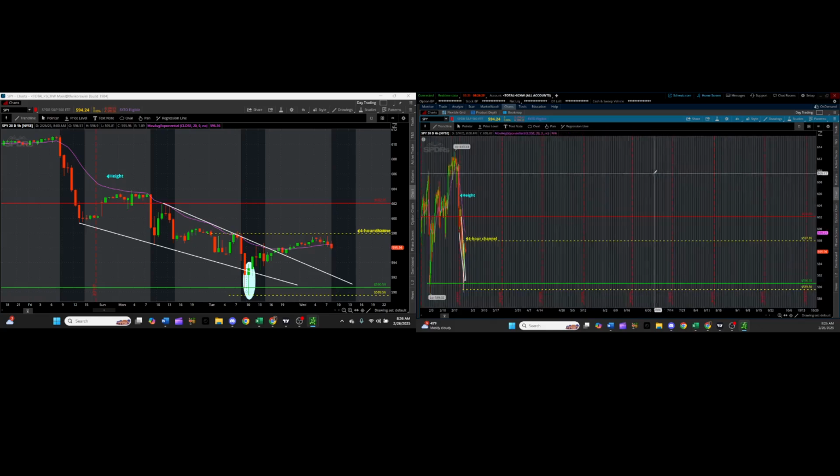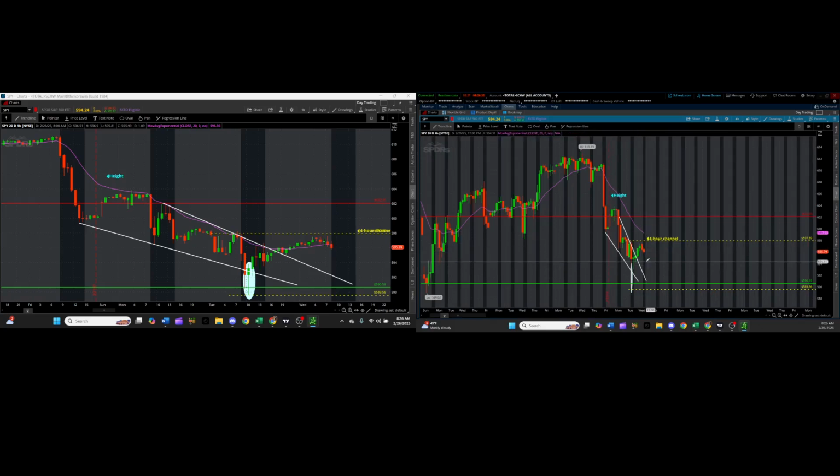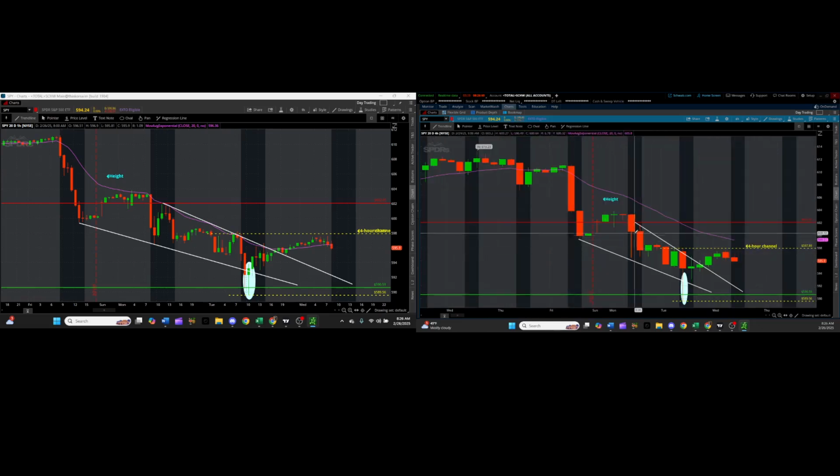So common sense would say trade with the downtrend. We're obviously in a downtrend. That's what common sense would say, but the candlesticks are kind of signaling that we might be getting ready to reverse. So be careful of this, right? So that's where I am.